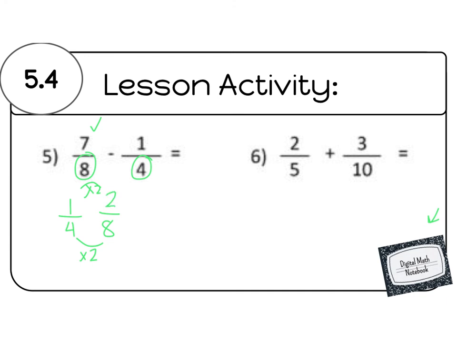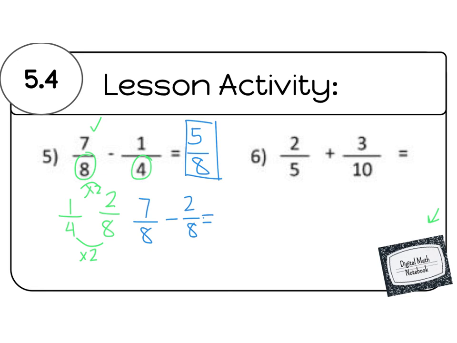So that means that I have 7/8. I'm going to rewrite it in a new color. 7/8, and this one's subtracting, minus 2/8. My denominator is going to stay the same, and 7 minus 2 is 5. So there's that one. Easy peasy. Once you know the steps, it goes pretty quick.